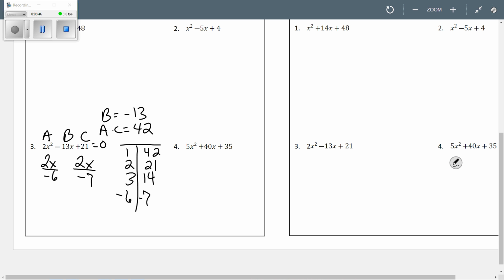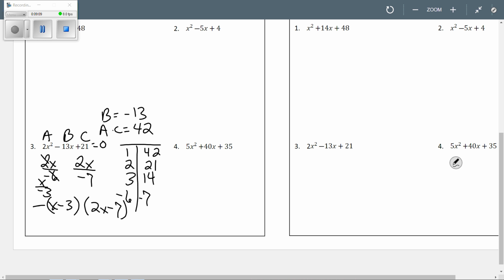Then, can we simplify the first one? Yes, we can. We can divide both the top and bottom by 2. And that becomes x minus 3. And then we cannot simplify 2x minus 7. So it's x minus 3. And then 2x minus 7. Those are our binomials. Now, I'm going to move up above here.